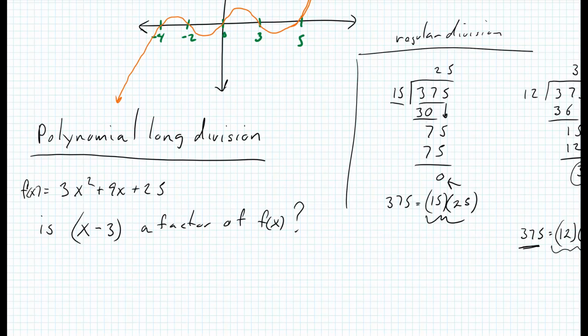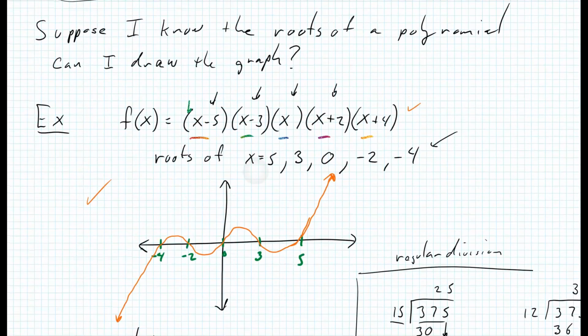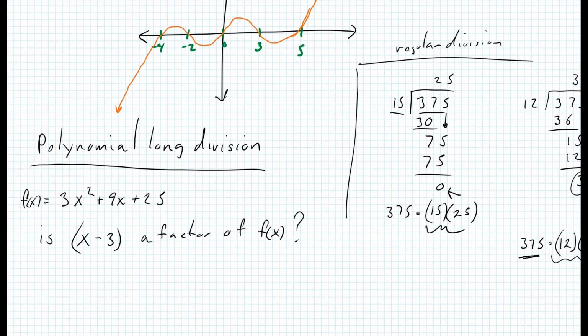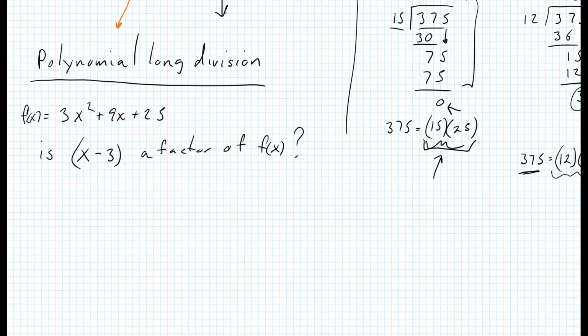Well, remember what a factor is. To factor a polynomial is to write it in terms of a product. To factor a number is to write it in terms of a product. How do we tell if one number is a factor of another number? We do long division. It turns out we can do the same thing. We can try division.